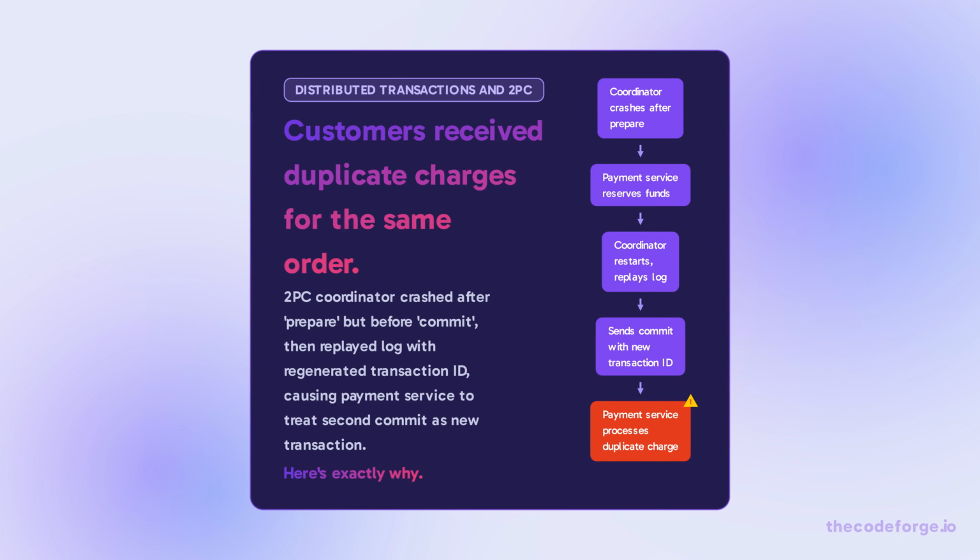Customers received duplicate charges for the same order. The 2PC coordinator crashed after sending prepare to the payment service, but before sending commit. When it restarted, it replayed its log and sent commit again, but the payment service treated the second commit as a new transaction because the coordinator's transaction ID was regenerated.